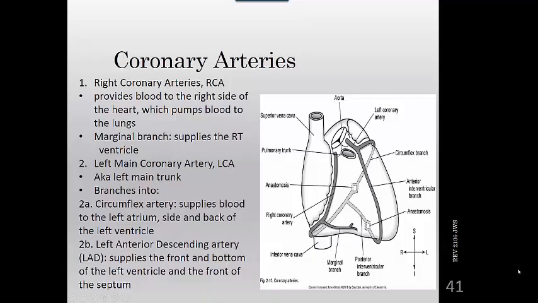The left main coronary artery, or the LCA, which is here, is also known as the left main trunk, and it branches into the circumflex, which is here, and supplies blood to the left atrium and the side and back of the left ventricle. The other branch is the left anterior descending, or the LAD, which is here. The LAD supplies the front and the bottom of the left ventricle and the front of the septum.